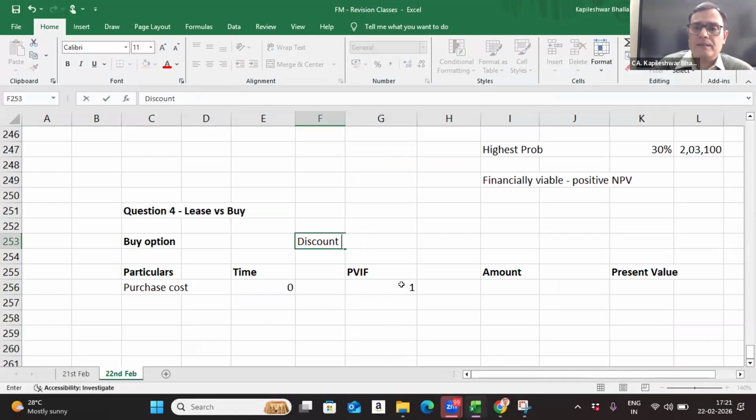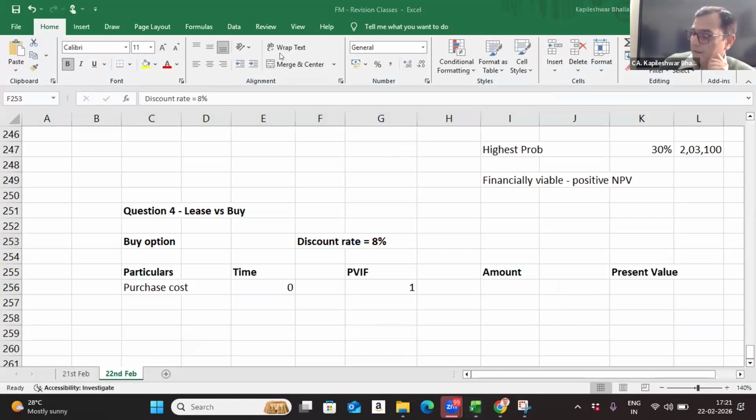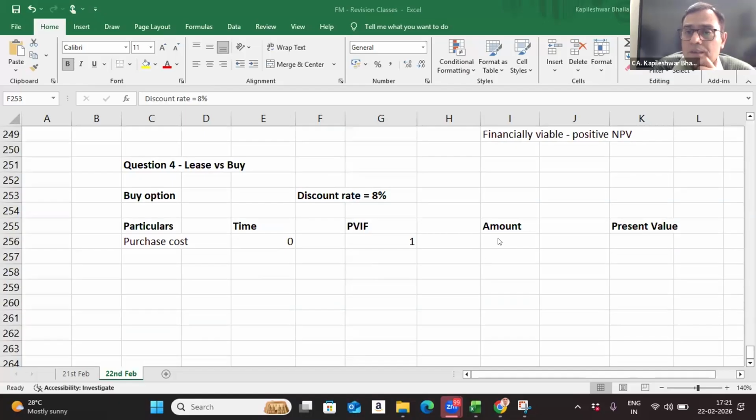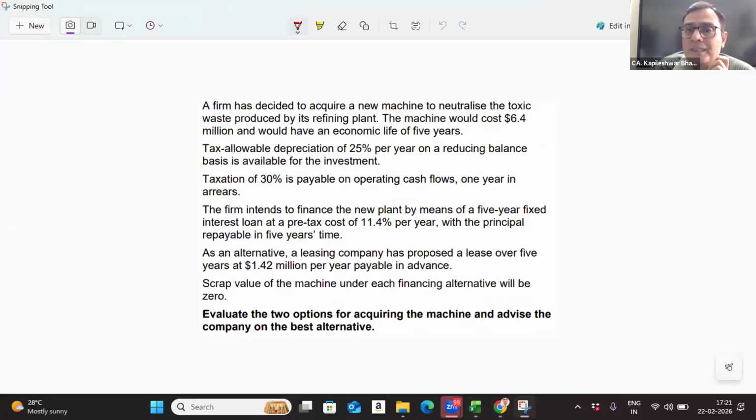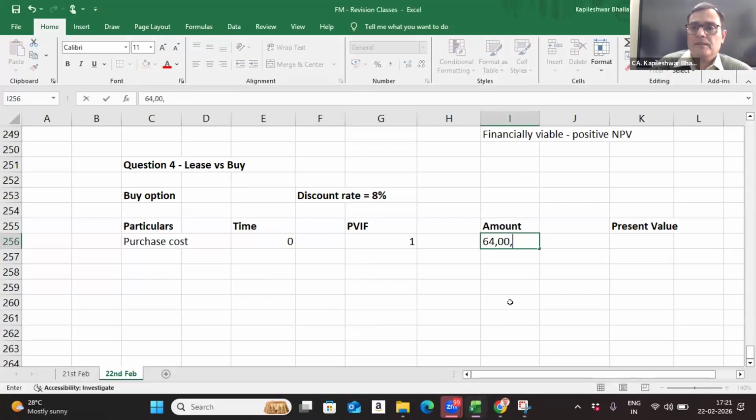So my discount rate in this case is going to be 11.4% net of tax. That's going to be, I think, approximately 8%, I guess. If you consider the discount rate, I think it's coming to approximately 8%. 11.4% net of 70%, yes, it is 8%. Okay, so now with this, we can get the amount. So what is the purchase price? You are going to buy the machine at 6.4 million, that is 64 lakhs. So this is the cost of the machine. The present value is 64 lakh.